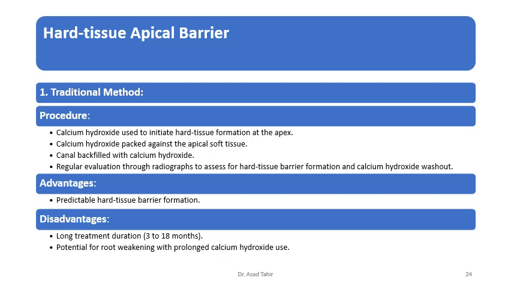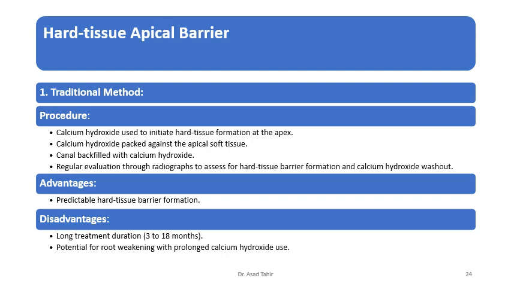1. Traditional method. Procedure: calcium hydroxide used to initiate hard tissue formation at the apex. Calcium hydroxide packed against the apical soft tissue. Canal backfilled with calcium hydroxide. Regular evaluation through radiographs to assess for hard tissue barrier formation and calcium hydroxide washout.